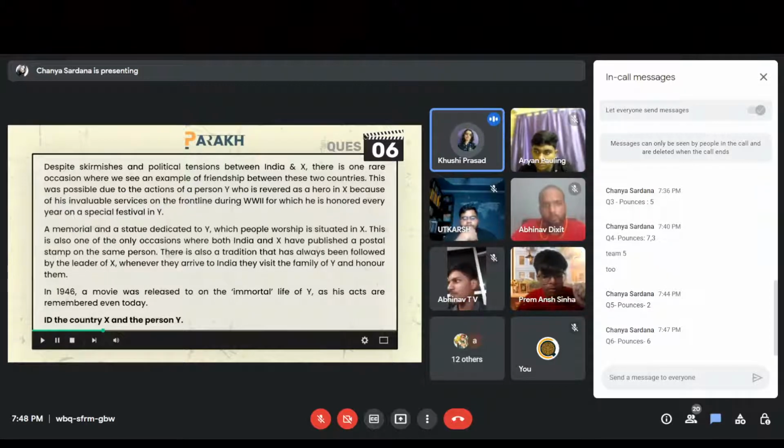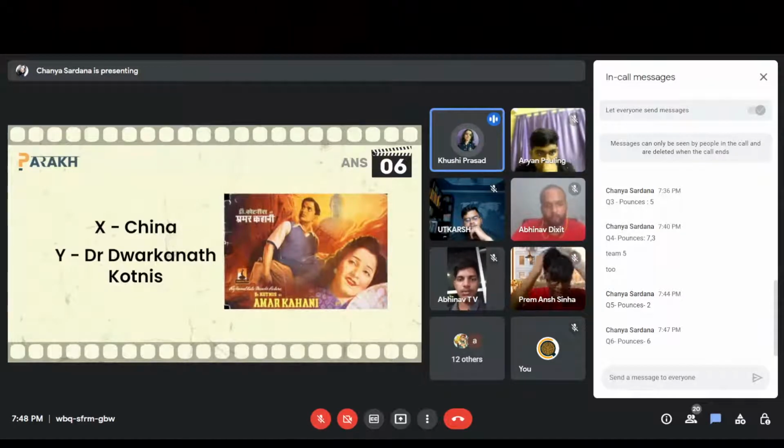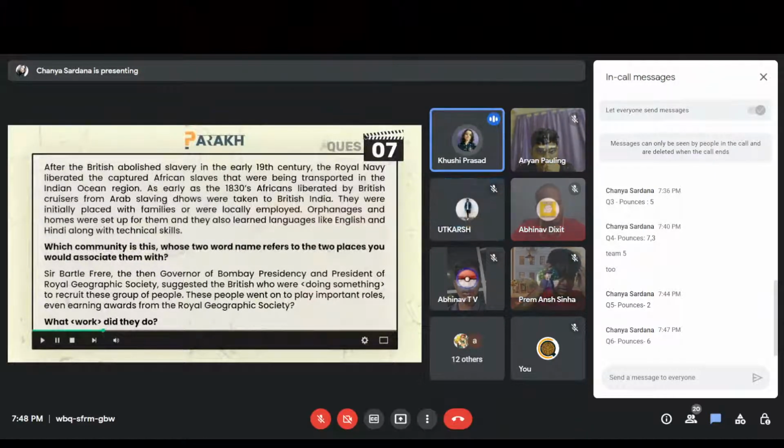So team 2 gets Y correct, so they'll be given 10 points, and team 3 gets the country correct, so they'll be given 5 points. And team 6 gets it correct on pounds, so they'll be given 20 points. So moving on to the next question. So the answer is China, and it is Dwarkanath Kotnes.